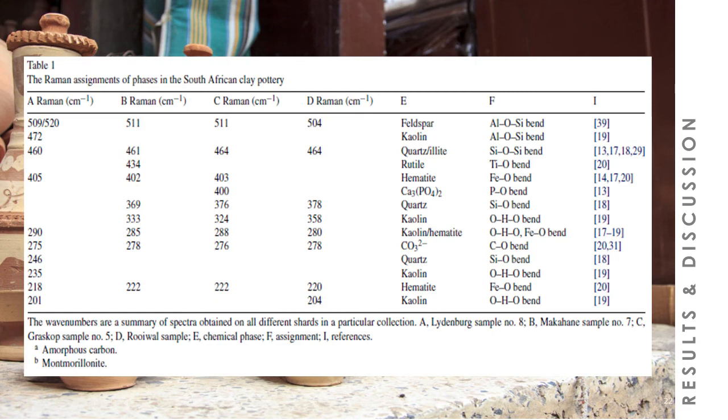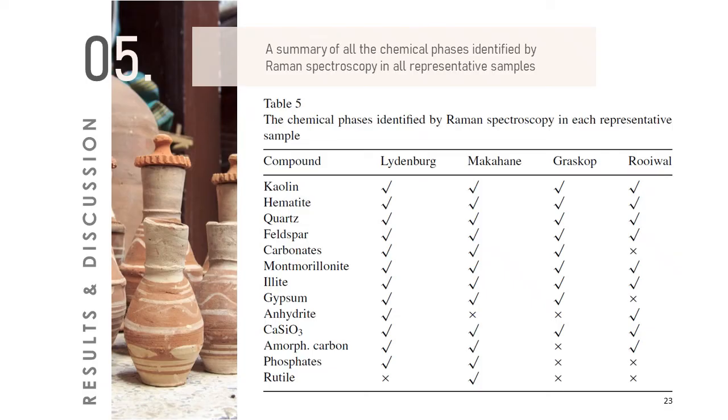Moreover, Leidenberg, Makahin, and Graskop were found to exhibit the gypsum phase as suggested by the Raman bands around 680 and 1007 cm to the -1. And finally, a summary of all the chemical phases identified by Raman spectroscopy in all representative samples was presented in Table 5.